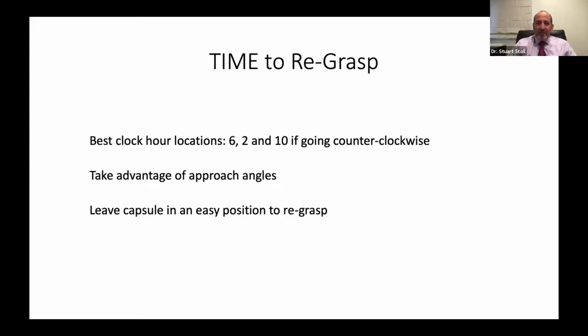But as you become a more advanced surgeon, you're going to become more skilled and you want to become efficient. I think the best clock hour locations to grasp if you're a right-handed surgeon and if you're initiating to the left and going counterclockwise, I think you want to re-grasp at 6 o'clock, 2 o'clock, and 10 o'clock. And with those 3 grasping areas, you're going to get around. And those are great clock hours because of the approach angles. And you can leave the capsule in an easy position to re-grasp it.